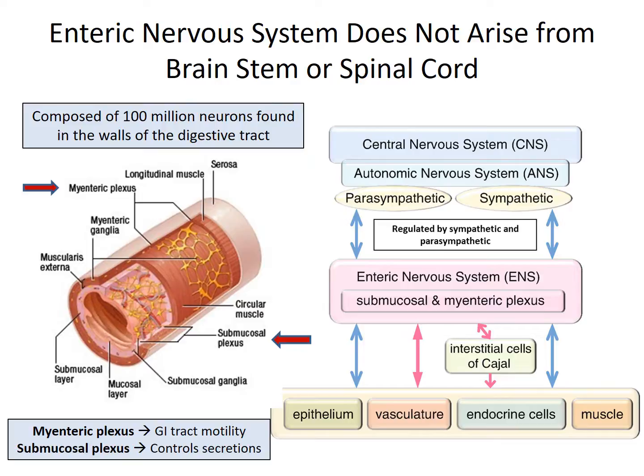Within the enteric nervous system, there's two plexuses or plexi. The myenteric plexus, which regulates gastrointestinal tract motility, how much things tend to move, the contraction and relaxation of the smooth muscle. And the submucosal plexus, which controls the secretions into the gastrointestinal tract.